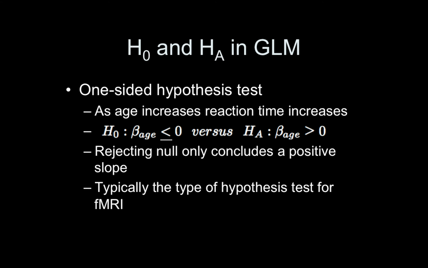So going back to the age example, we might assume that since this is reaction time, the slope would be positive. So you always set your alternative to what you want to show. A positive slope would mean as age increases, reaction time increases. So again, alternative hypothesis, what we want to show. The null hypothesis is what we hope isn't true. So in this case, rejecting the null only concludes a positive slope. So you get a more specific result when you use a one-sided hypothesis. And again, this is typically what is used in fMRI software, or just, I would say, generally in imaging software.